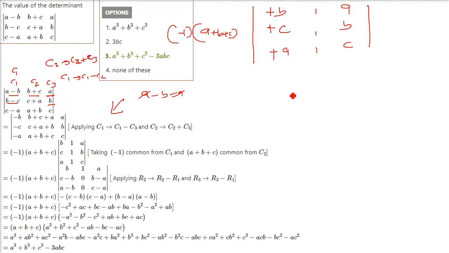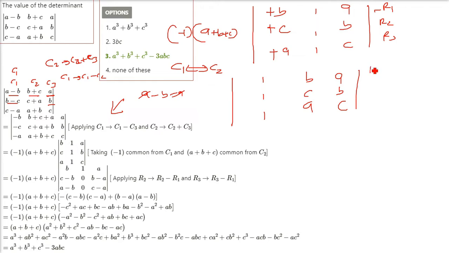And one more thing we can do. We can exchange the rows or columns so that it will be beneficial. So row 1, row 2, row 3, and we'll get rid of that minus 1 also. So I'm exchanging column 1 and column 2, so that we get 1, 1, 1 here, b, c, a here, a, b, c here. Okay. Because we just don't want minus 1 here. And then a plus b plus c is already taken out.